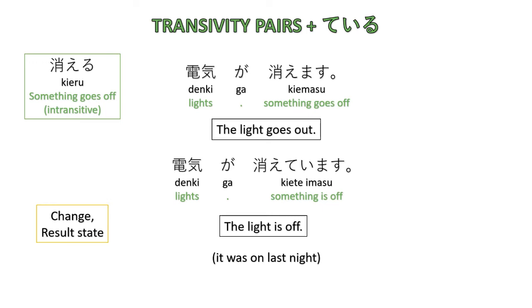When you walk into the room, you see the light is off. So you say, Denki ga kieteimasu. Somebody turned it off. You did not see it going off. So you just saw it turned off. So from being turned on, the light is now off.